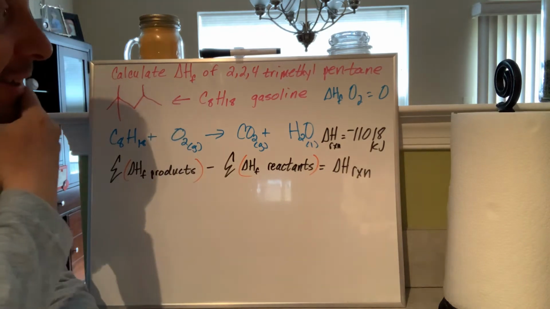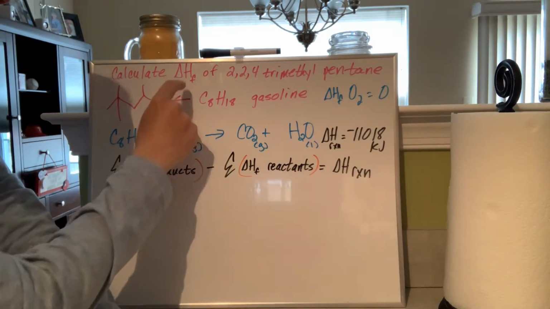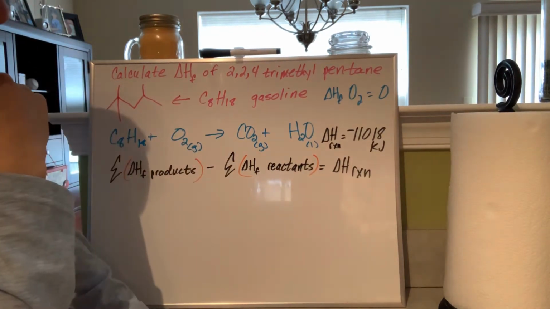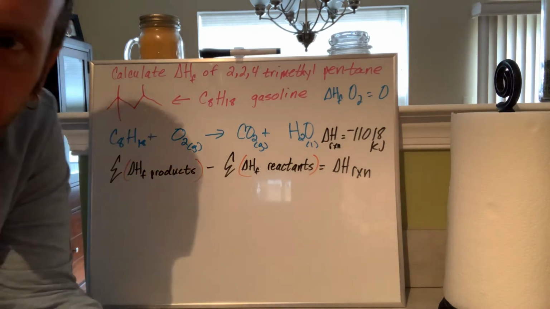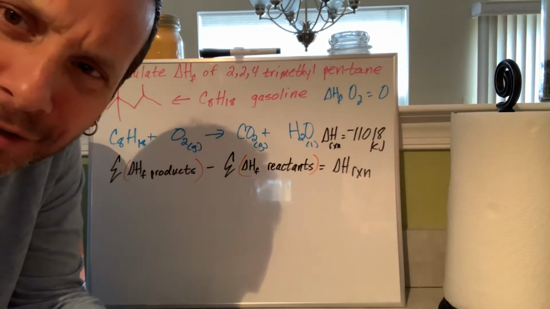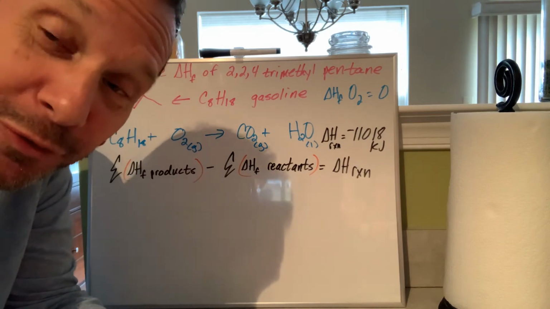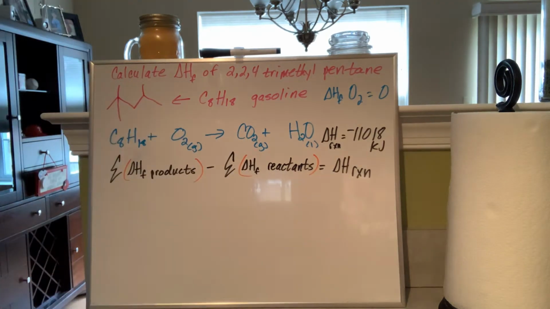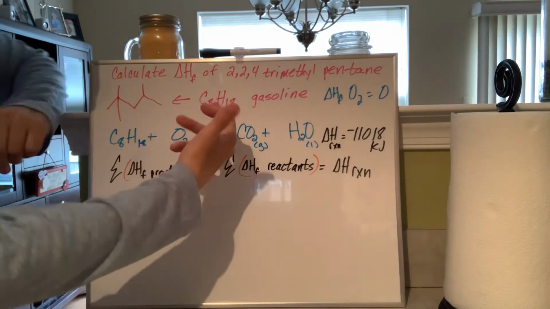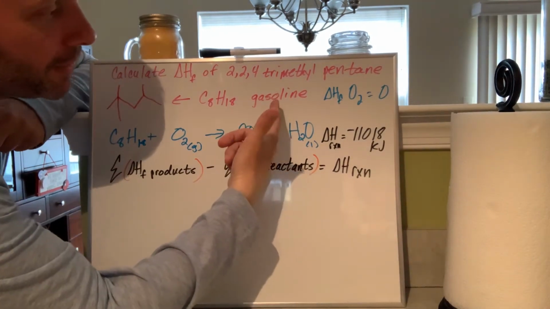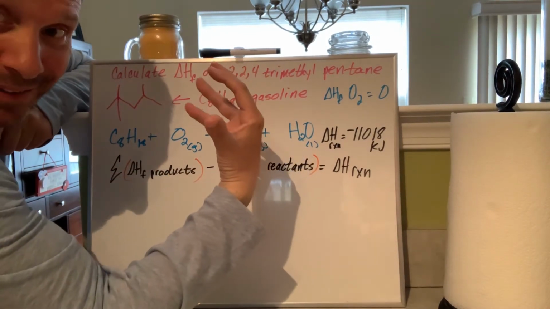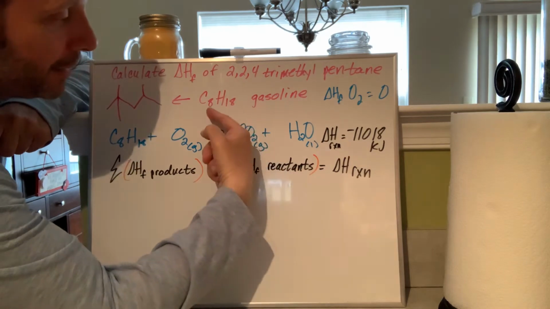So it was: calculate the delta Hf, the enthalpy of formation, of 2,2,4-trimethylpentane. And I kind of gave you a little bit of an organic review there to see if you could figure out what it was, right? Okay, well, 2,2,4-trimethylpentane is the chemical name for gasoline. That's why they call it octane. They call it octane because it has 8 carbons.